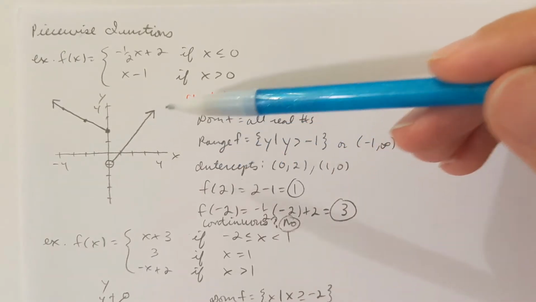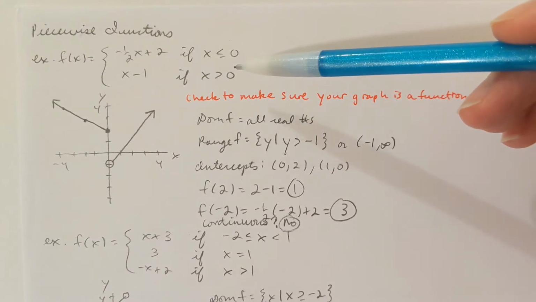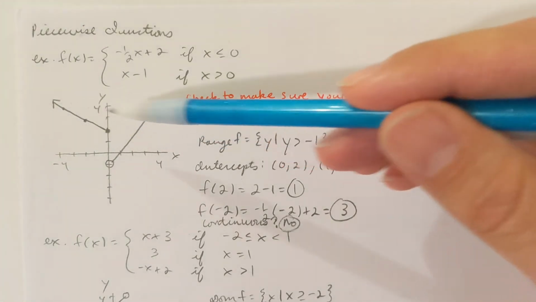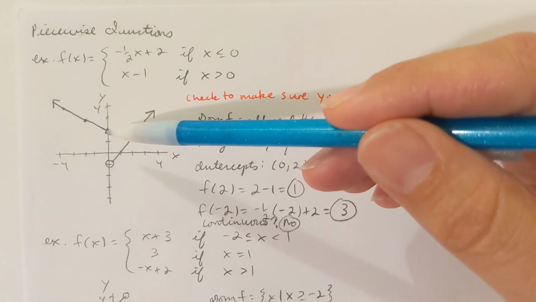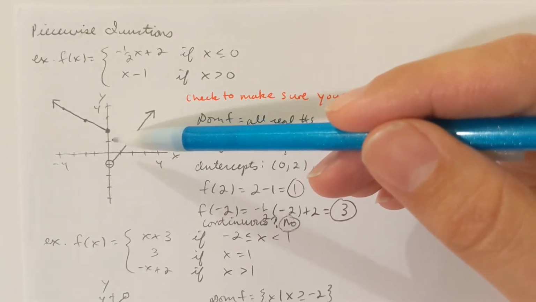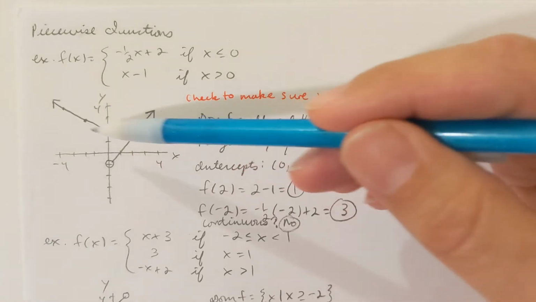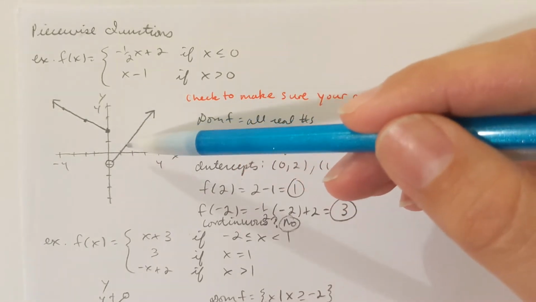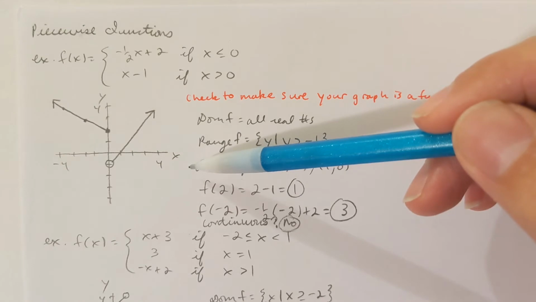Now I don't want the entire line drawn. I only want the part of the line for when x is less than or equal to 0 to be included. So when x is 0, anything less than 0 needs to be included. Anything bigger than 0 needs to be erased.